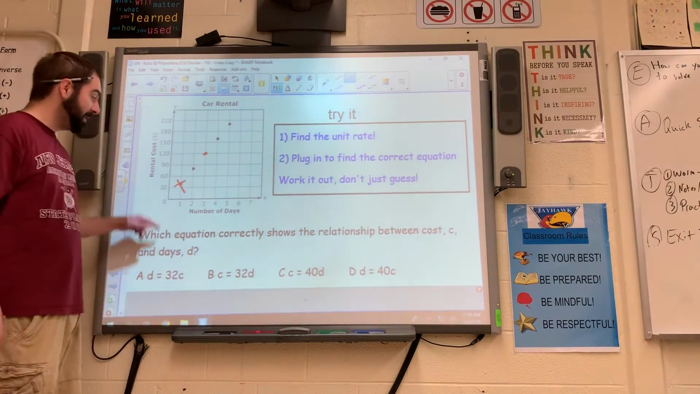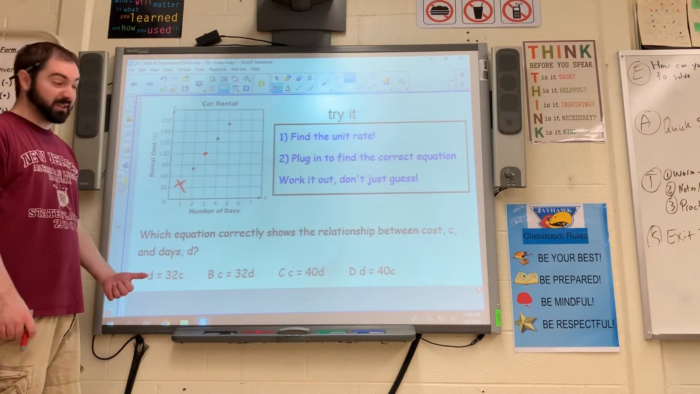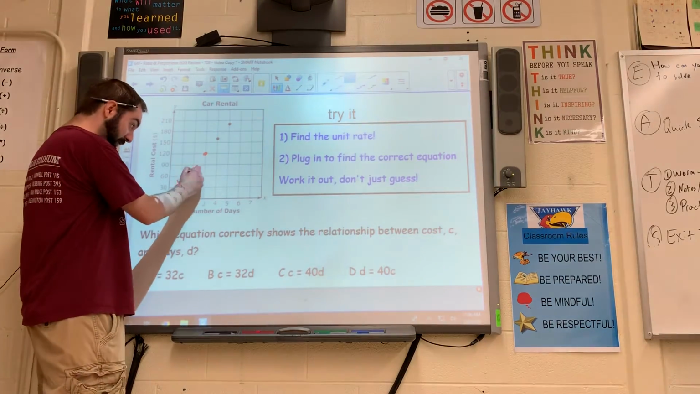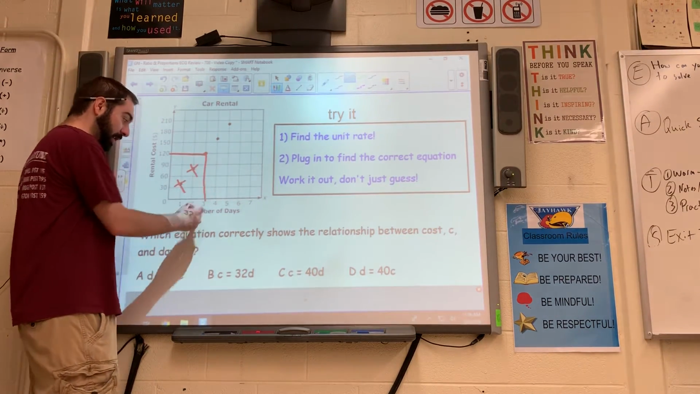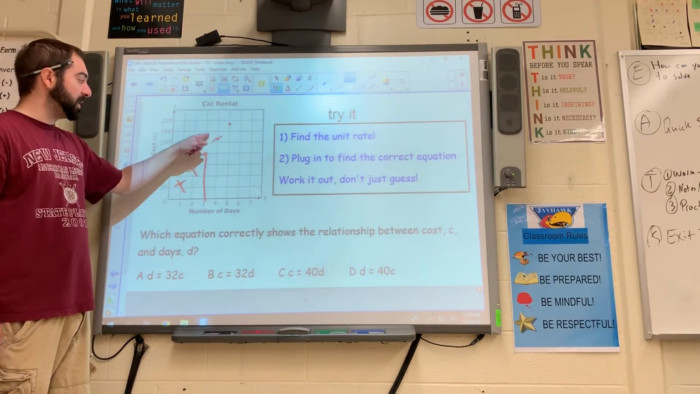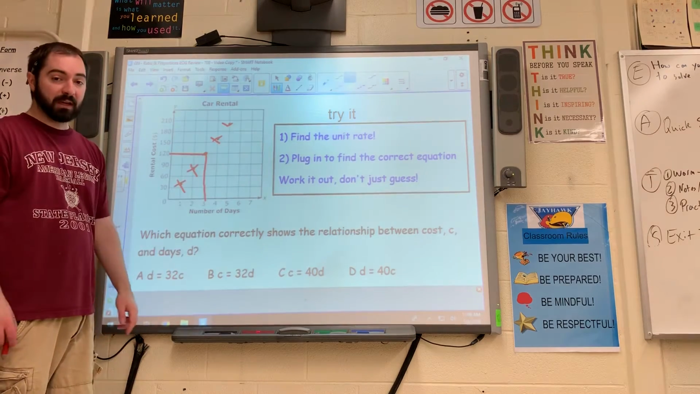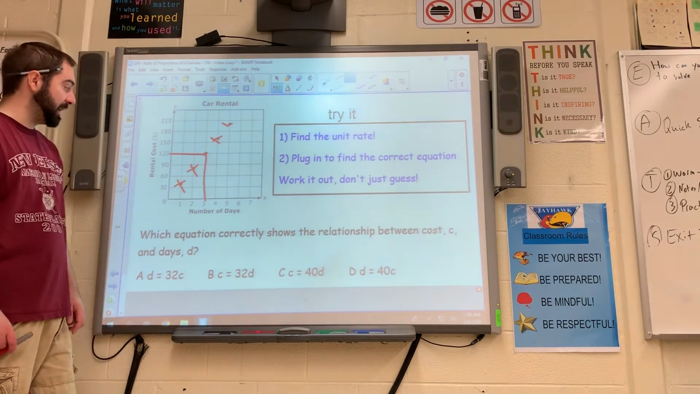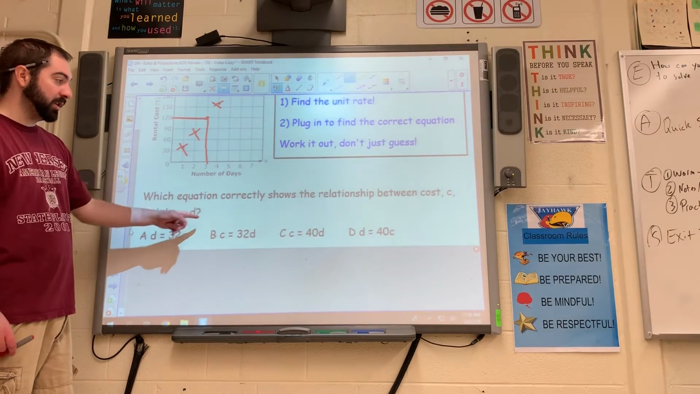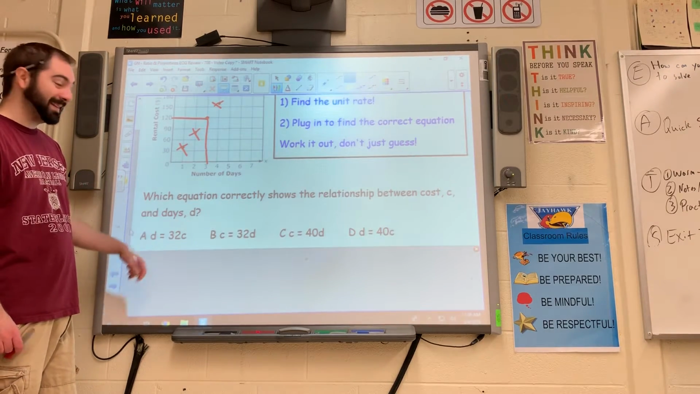This 2nd dot is between 60 and 90. It might be 70, it might be 71, it might be 72. We don't know, we can't use it. This dot, however, clearly is $120 for 3 days. Again, the top 2 points are in between an x and a y, so we cannot guess, cannot estimate. So, first off, it says, which equation correctly shows the cost C and D days?